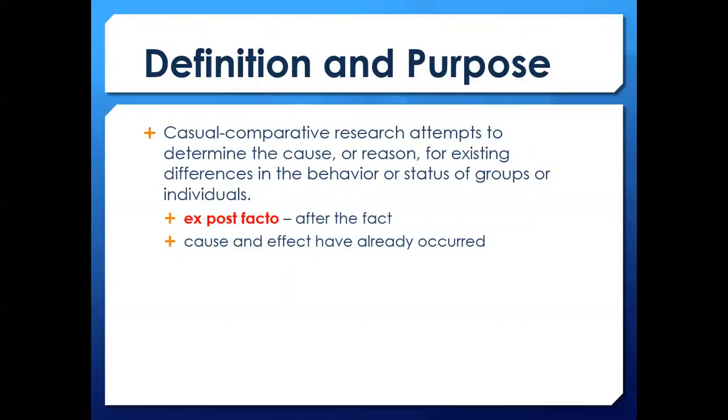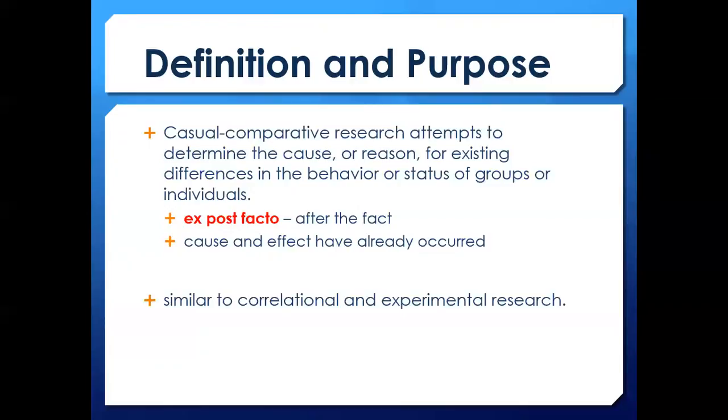Often you will hear this referred to as ex post facto research or an ex post facto study. That is Latin for after the fact. So the reason people refer to it as ex post facto is because the cause and effect in this study have already occurred. We're not going to create something new. We're not going to cause something to happen. The researcher is going to look at things that have already happened, at cause and effects that have already occurred, and then gather data from that.